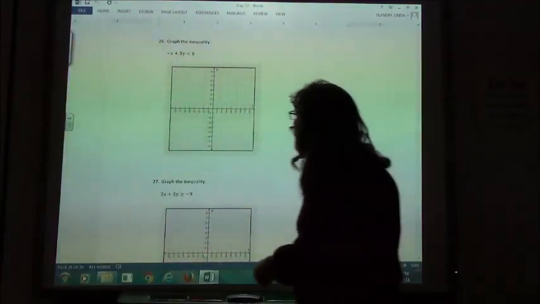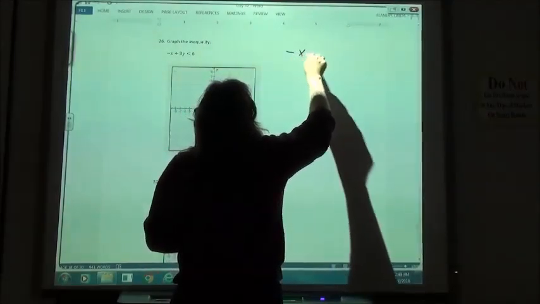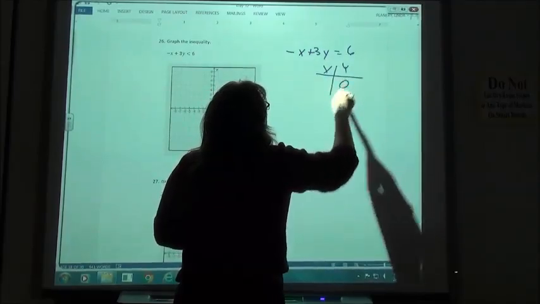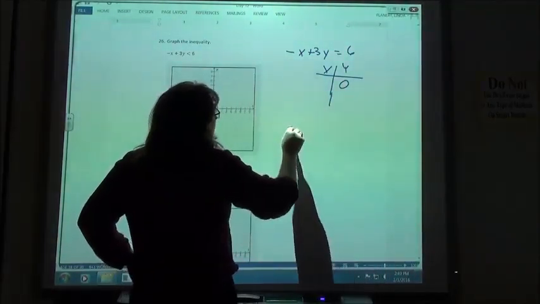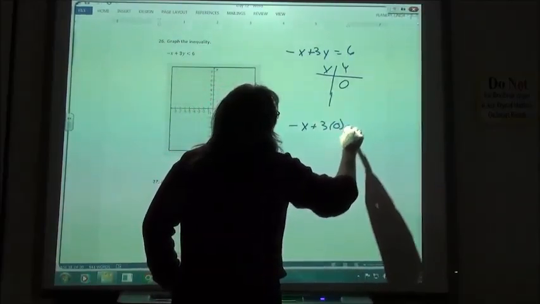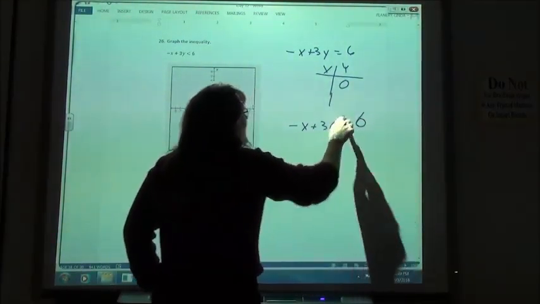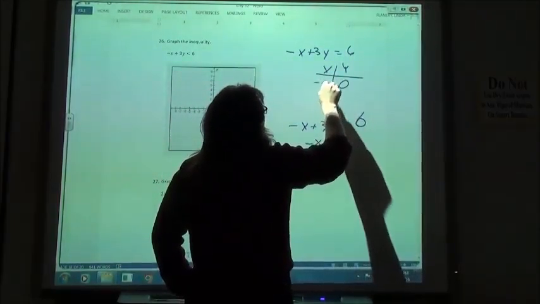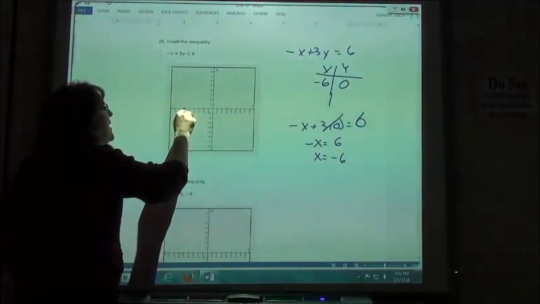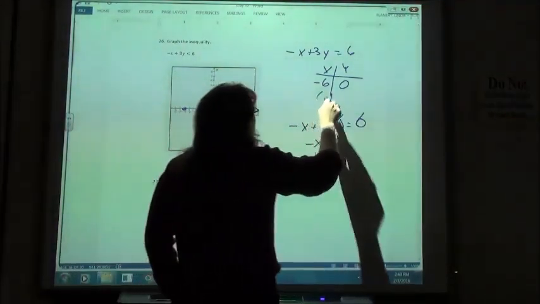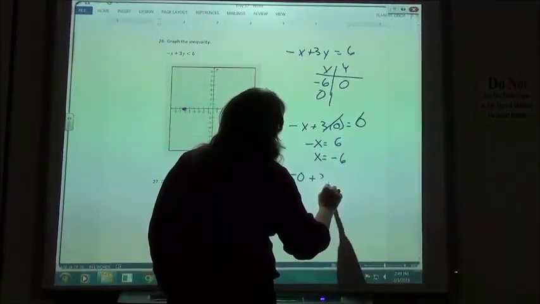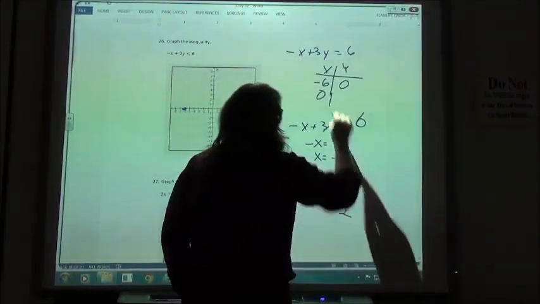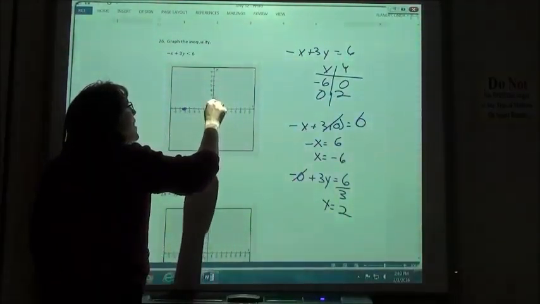Number 26 then. Again, pretending that's negative x plus 3y equals 6 and finding my x and y intercept. So putting 0 in for y first. Negative x plus 3 times 0 equals 6. This is 0. Negative x equals 6, so x is going to equal negative 6. My x-intercept is going to be negative 6. Putting 0 in for x. Negative 0 plus 3y equals 6. That cancels out. I divide by 3. I get 2. 2 is my y-intercept.